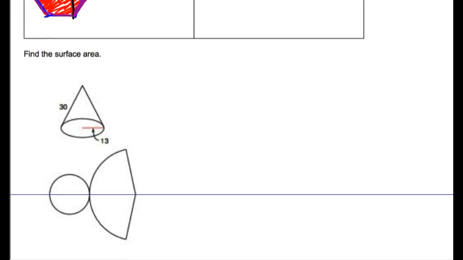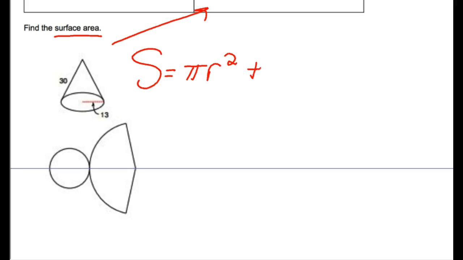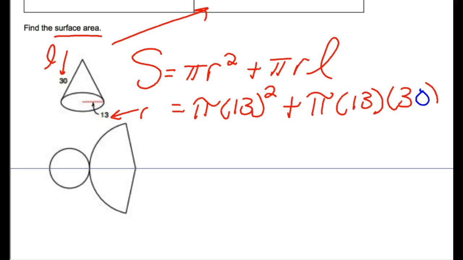So formulas are like a map. You just write it down and you follow the directions. So this is surface area of a cone. So I go grab my formula for surface area of a cone and I write it down. Surface area of a cone is pi r squared plus pi r L. And I go plug in the r and I plug in the L. So I do pi times 13 squared plus pi times 13 times 30.